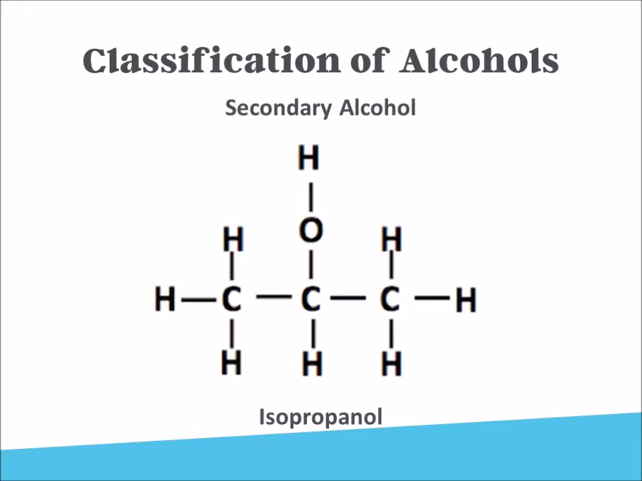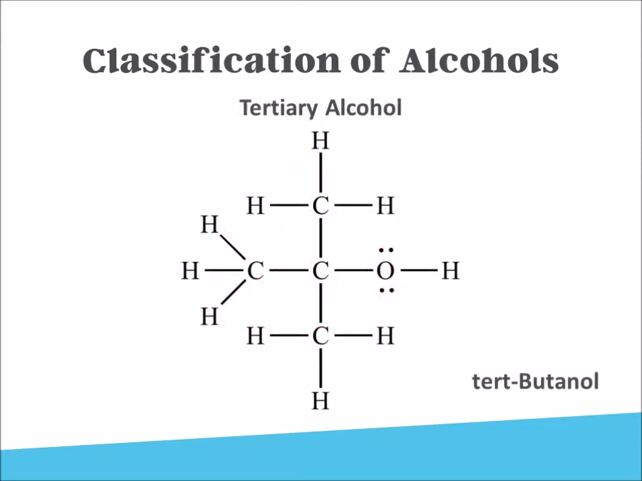In the next example, the hydroxyl group is attached to a carbon atom that is attached to 2 other carbons. So, isopropanol is a secondary alcohol. And lastly, we can classify tert-butanol as a tertiary alcohol. This means that the hydroxyl group is attached to a carbon that is also attached to 3 other carbons.